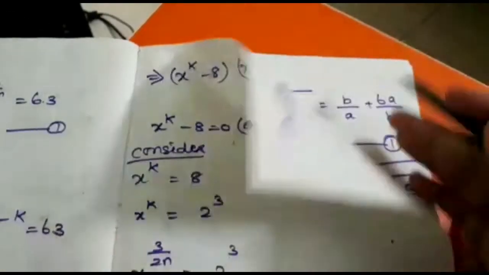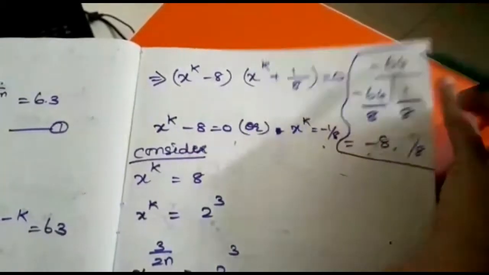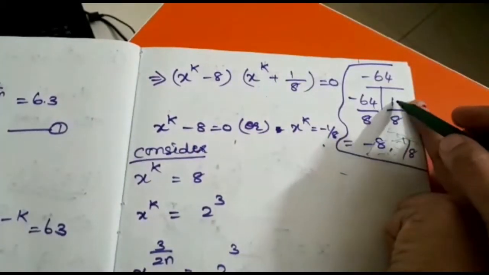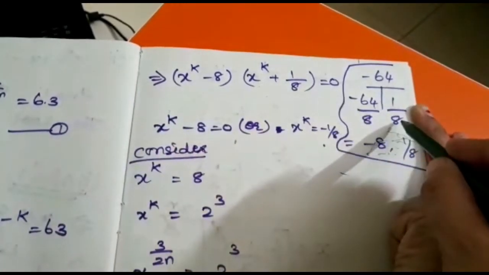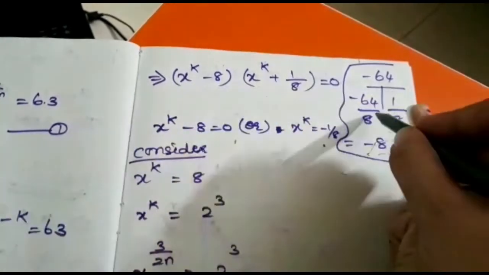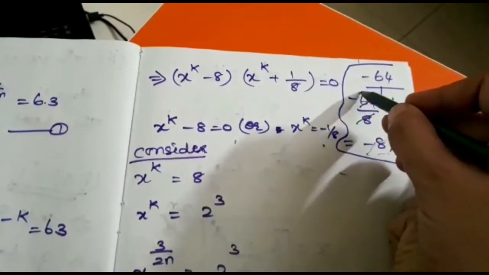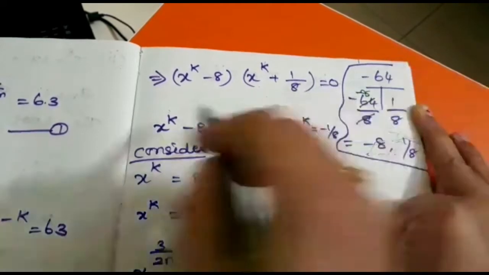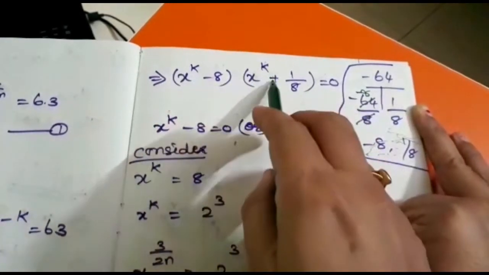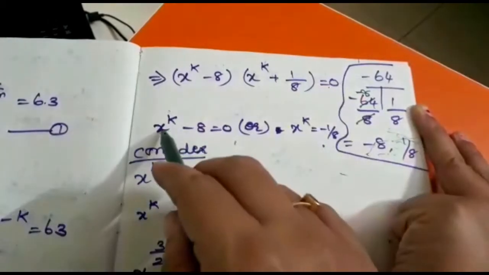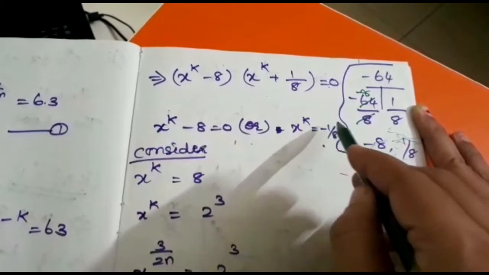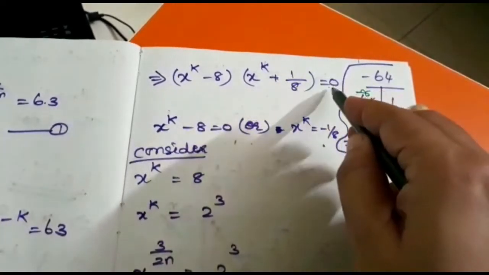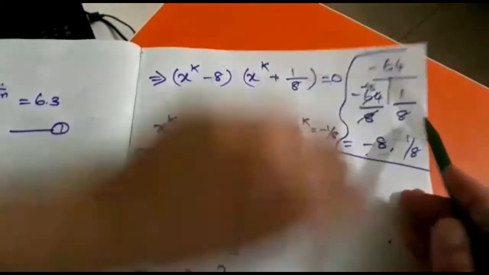I have to factorize. So 64 ones are 64. Then if I want to divide by 8, this will be 1 by 8. So x^k, if I cancel this one, this will be minus 8. So (x^k minus 8)(x^k plus 1 by 8) is equal to 0. So I am going to consider x^k minus 8 is equal to 0 or x^k is equal to minus 1 by 8. This positive 1 by 8 I am going to take to that side. That will be negative 1 by 8.